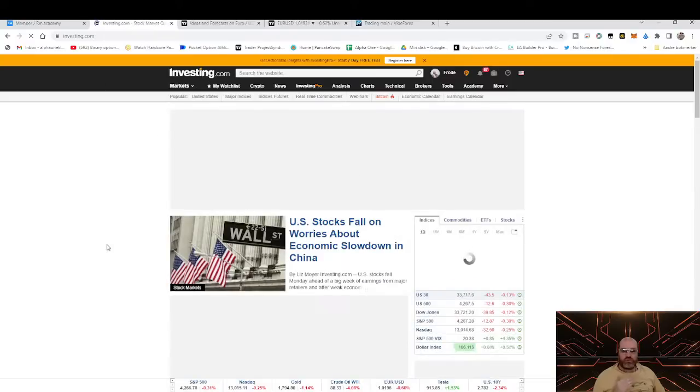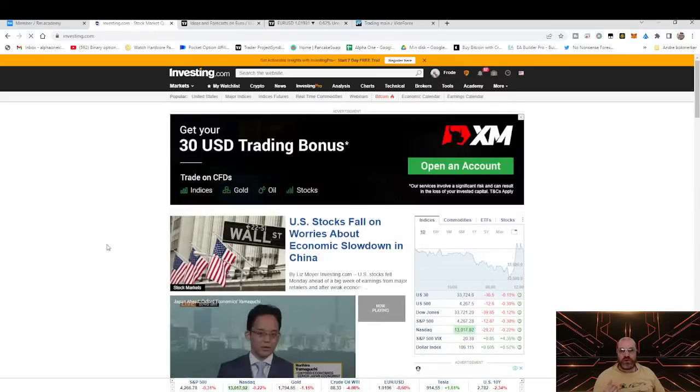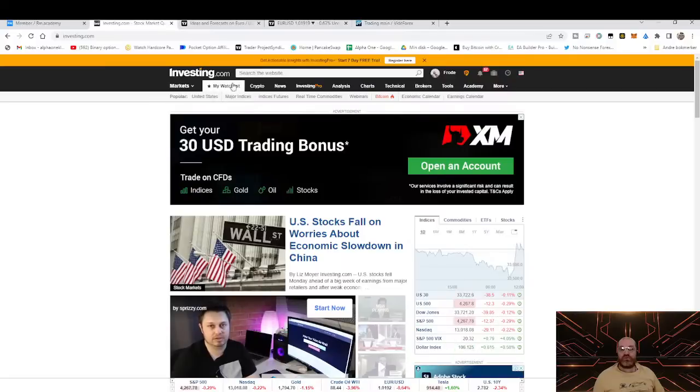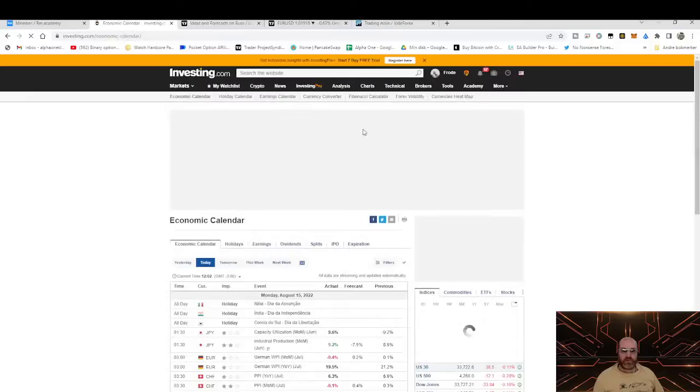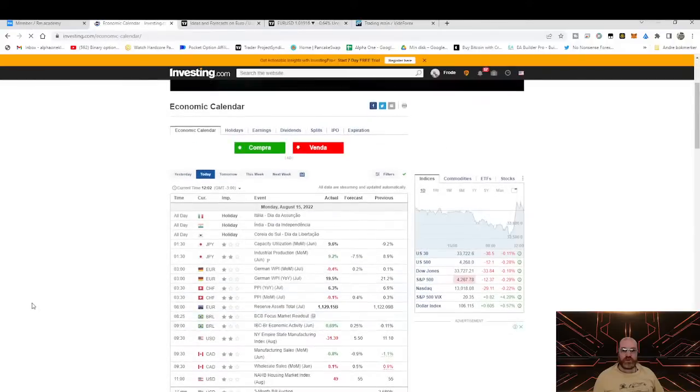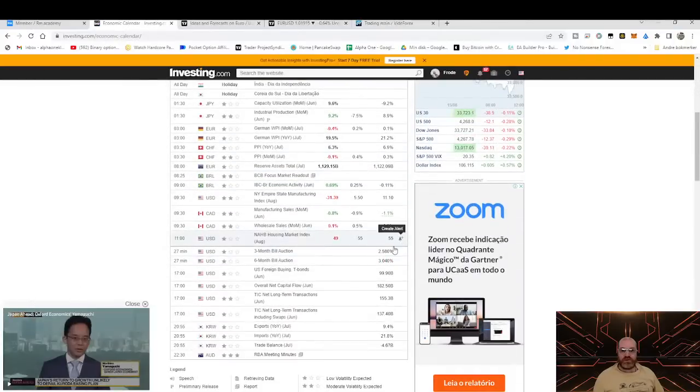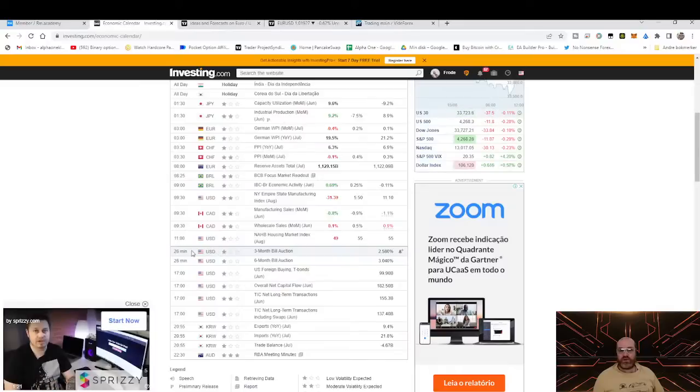The tool that you need to use every time before you trade, there are many things you can look at here, but the most important tool before trading is to go to news and push this economic calendar. You push that one there. Then you come to this page. Then you see this line here. This line is basically where we are in time right now.